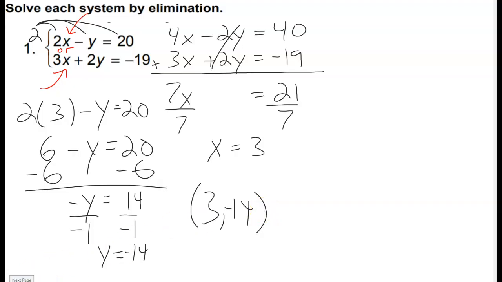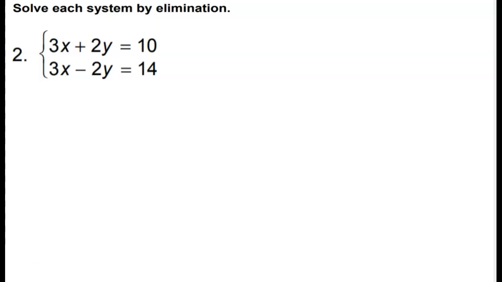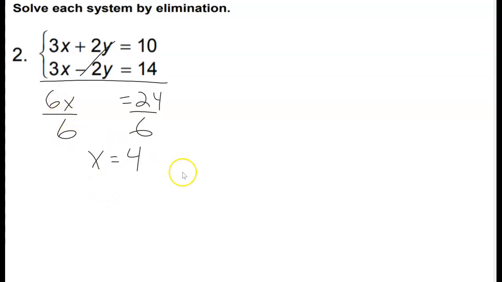Let's take a look at another one. Now this one, we can change it. We can multiply by negative 1 and get this 3x to be negative 3x. But look right here. The 2y and the negative 2y are already opposite. Let's just go ahead and add it like that. So the 2y's cancel out. The 3 and 3 add up to equal 6x. And the 10 and 14 is 24. Now we're going to isolate the x by dividing by 6. x is equal to 4.